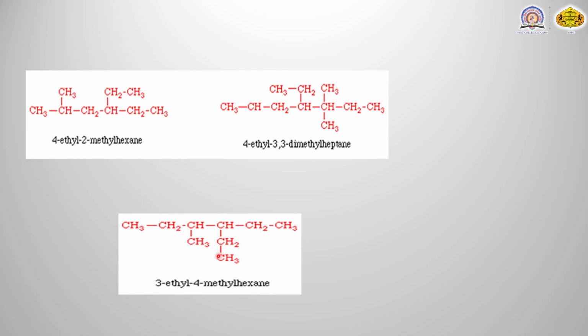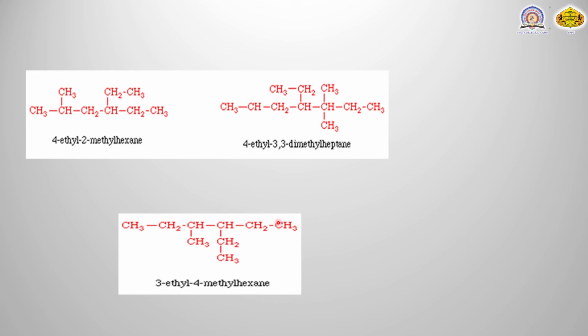So in this case the numbering of carbon will be 1, 2, 3, 4, 5, 6, from either side. It will be done by this side, because the number of substituents are large in this case. So 1, 2, 3. So at third position there is the larger substituent, and at fourth position there is the smaller substituent. So in order to get that name, we have to number the chain from this side. So 1, 2, 3, 4, 5, 6.